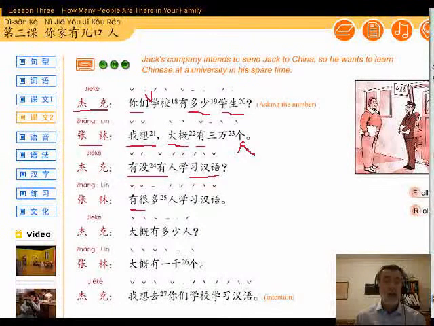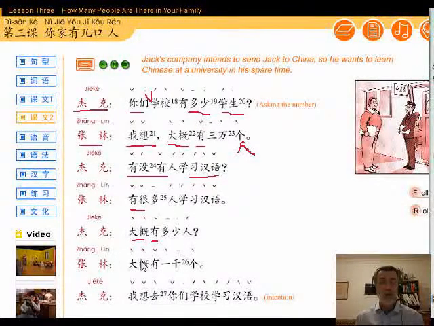So there are a lot of people studying Chinese. Okay, let's have a look at Jack's next question. 大概有多少人? So here we're starting to repeat a pattern, and again, 大概, about, approximately, and here's my verb. So 大概 always comes before the verb. 多少人? So again, Jack is expecting there's probably going to be more than 10 people who are actually studying Chinese at Zhang Ning's university.